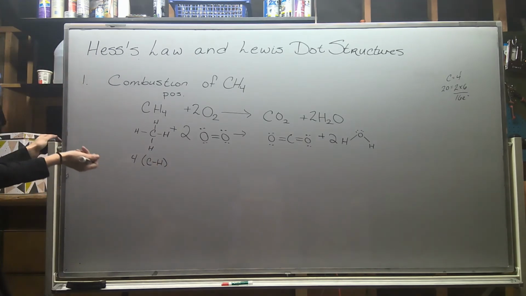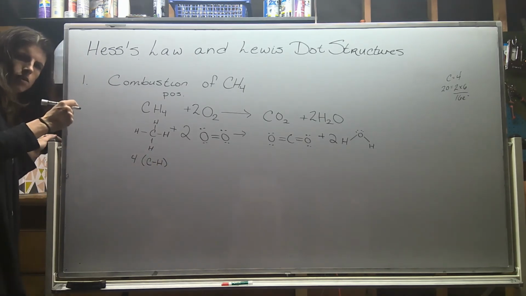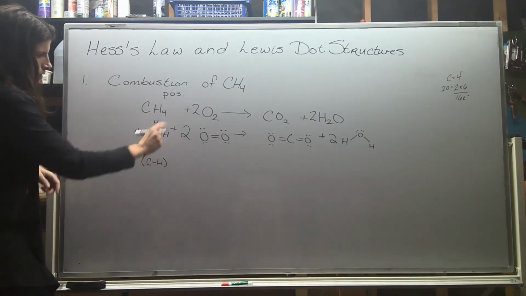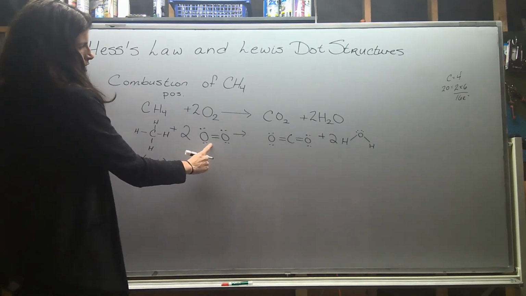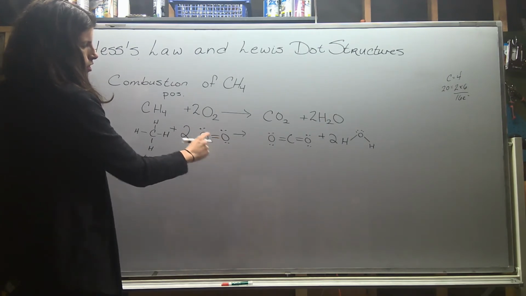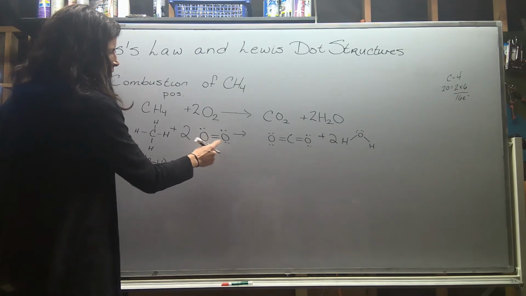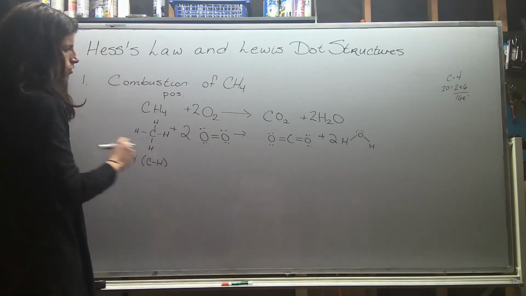And when we analyze, the values are for individual bonds between 2 things. So we want to count each individual bond. For oxygen, we have 1 double bond. Double bonds have different values than single bonds or triple bonds. We have 1 double bond between the 2 oxygens.